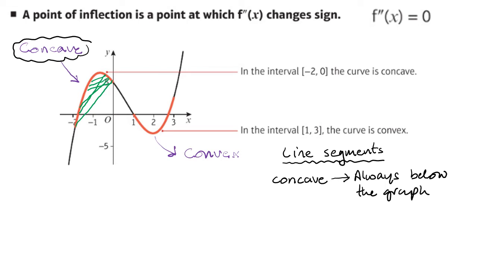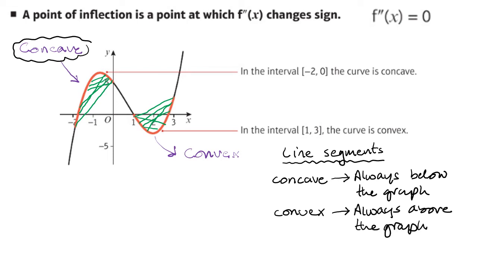Whereas in the convex bit, let's do the same thing again. Let's join any two parts of this red bit where we know that it's convex. Do you notice that all of these lines are above the graph? So we've got the opposite definition. Where a graph is convex, these line segments are always above the graph. So that's another way of thinking of it.